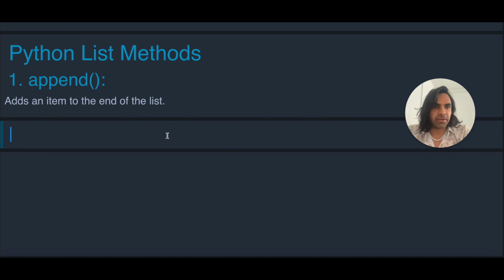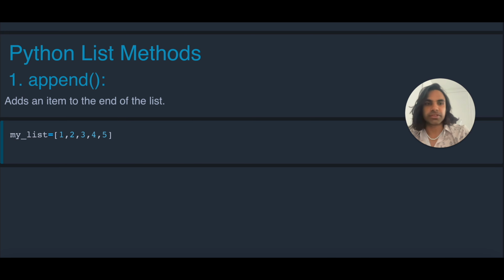So if I have a list and I want to add an item at the end of the list, how can I do that? The answer is really simple. We are going to use the method append for that. So let's take an example. I'm going to say my list equal to, I'll just take 5 elements in that. So that would be 1, 2, 3, 4, and 5. So this is my list.